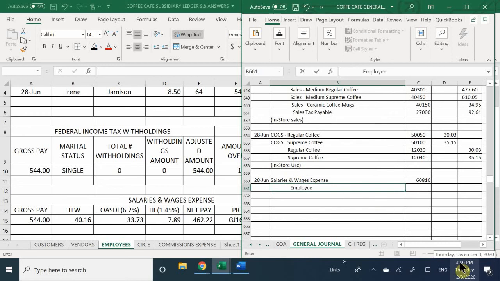So there's employee FITW payable. We got employee OASDI payable. Okay. We also have employee HI payable. Okay. Right. And what account numbers are those?